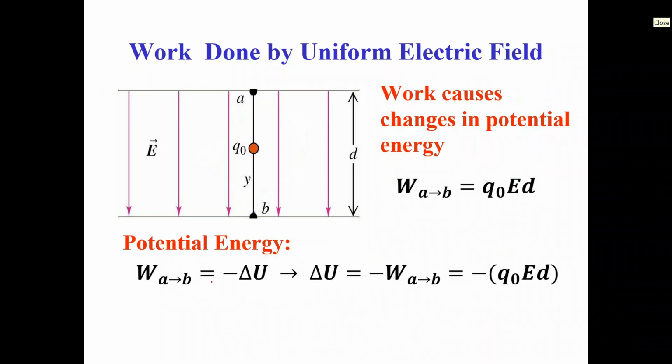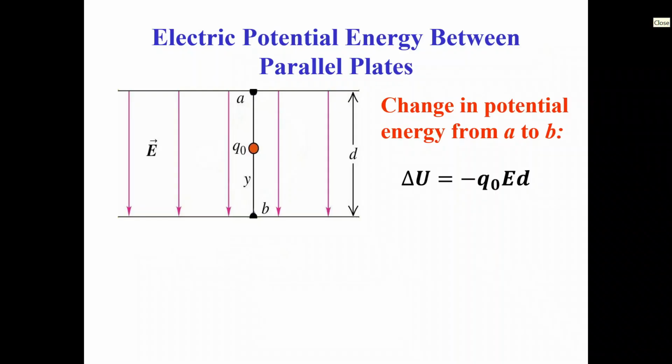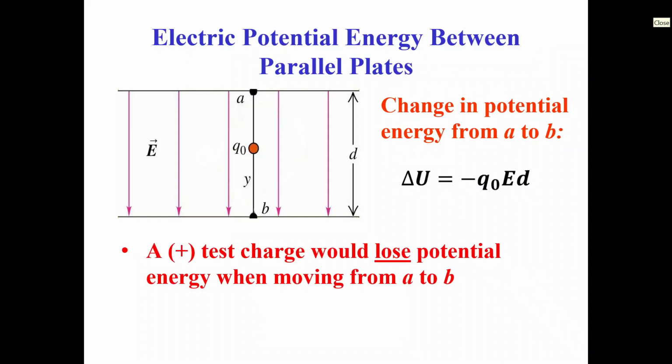So that means if we rearrange and solve this, our change in potential energy is equal to negative the work from A to B. So I'm just going to add that negative sign in there. That negative sign is important. So our change in potential energy is equal to negative Q0 E D. Okay, but I don't want to know what the change in potential energy is. I want to know what the actual potential energy is at any one point. So our change in potential energy is equal to negative Q0 E times D.